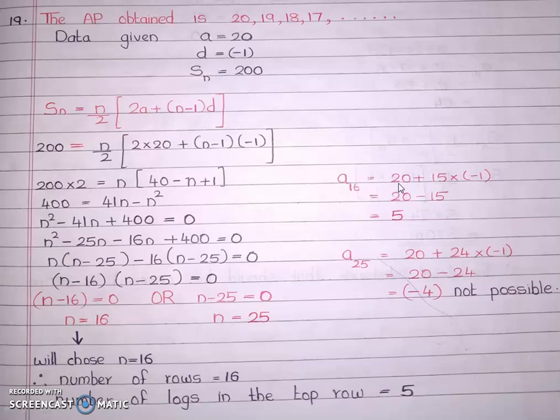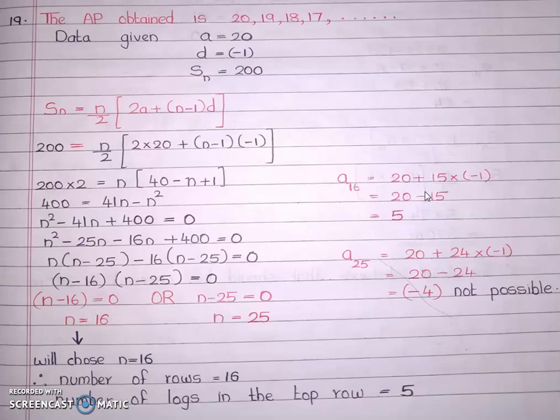A16, the 16th term, that is 20 plus 15 into negative 1, is equal to 5. And the A25, the 25th term, is equal to 20 plus 24 into negative 1. It is minus 4, which is not possible. Why is it not possible? You are finding the number of logs in one row, right? So A25 is a negative number. Number of logs will never be negative. Number of rows will never be negative.